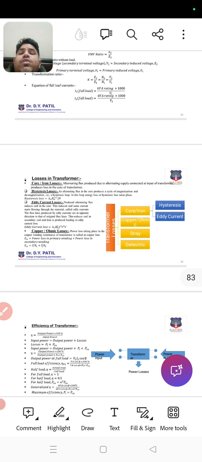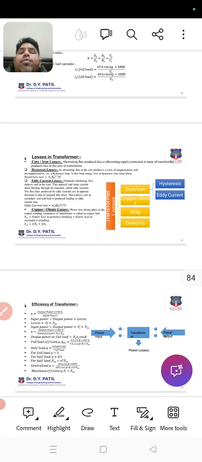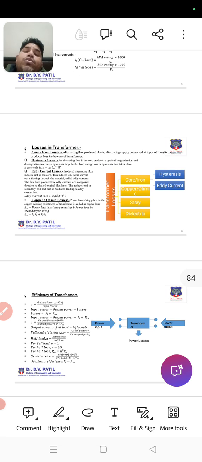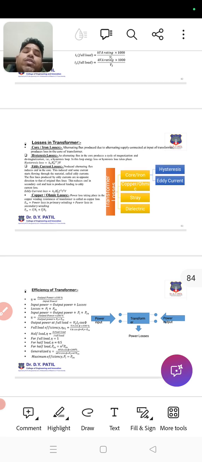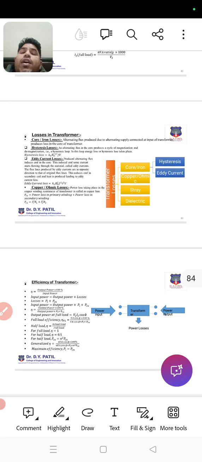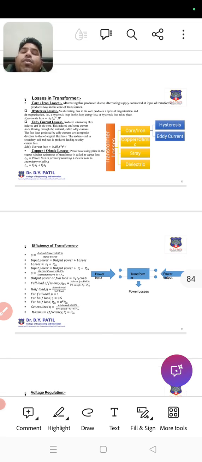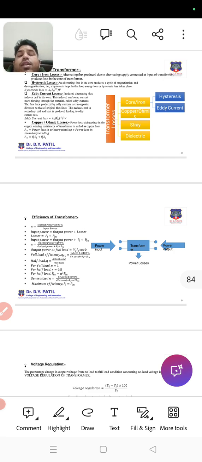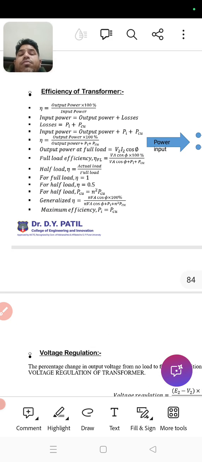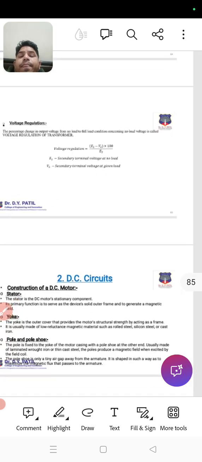Hysteresis losses mean that magnetization and demagnetization is not done properly, and that gives hysteresis loss. Eddy current losses mean that current passes through the core, not the coil. Then some current is lost in that core, so we call it eddy current loss. Copper losses are due to the copper wire, ohmic loss or copper loss due to resistance. All the efficiency definitions and formulas you can read here.